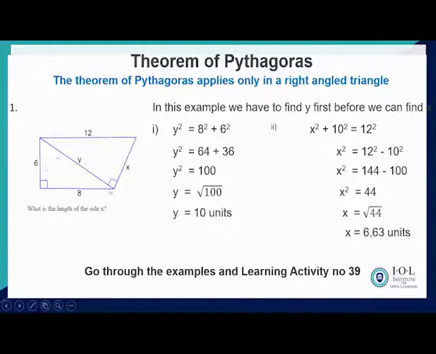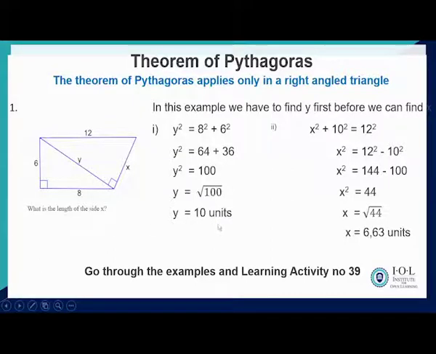I have to start with the bottom triangle where I have 2 of the 3, and then I can work out the 3rd. So I start with y squared, which is the hypotenuse side, equals 6 squared plus 8 squared. Get the square of 8, get the square of 6, and the final answer when I add them is 100. That's y squared. How do I get y? Get the square root of 100, which is 10. So now I've got y.